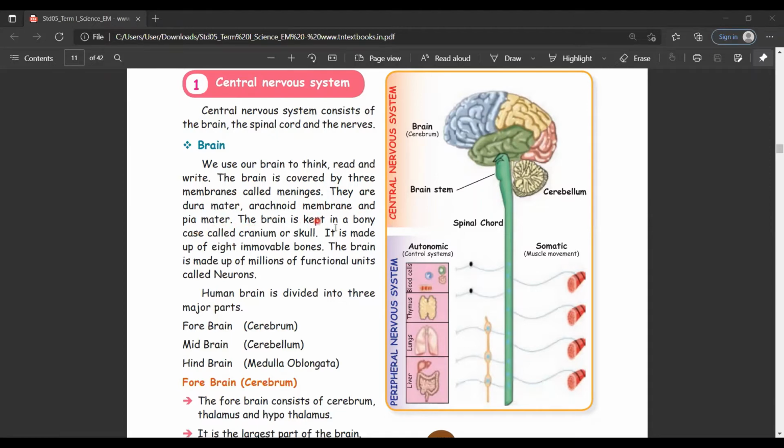The brain is kept in a bony case called the cranium or skull. The brain is protected by a hard case called the skull. It is made up of 8 immovable bones. The brain is made up of millions of functional units called neurons.